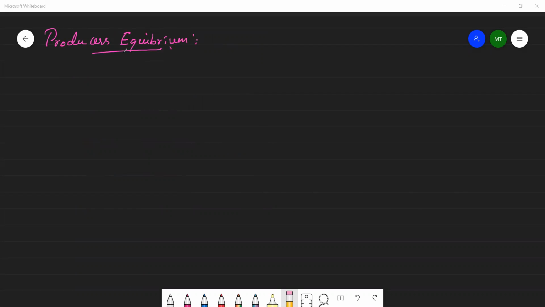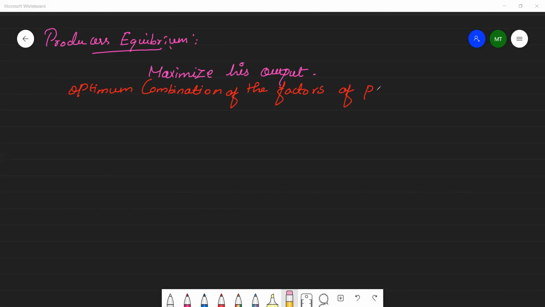The producer's equilibrium implies the situation where the producer maximizes his output. It is also known as the optimum combination of the factors of production.